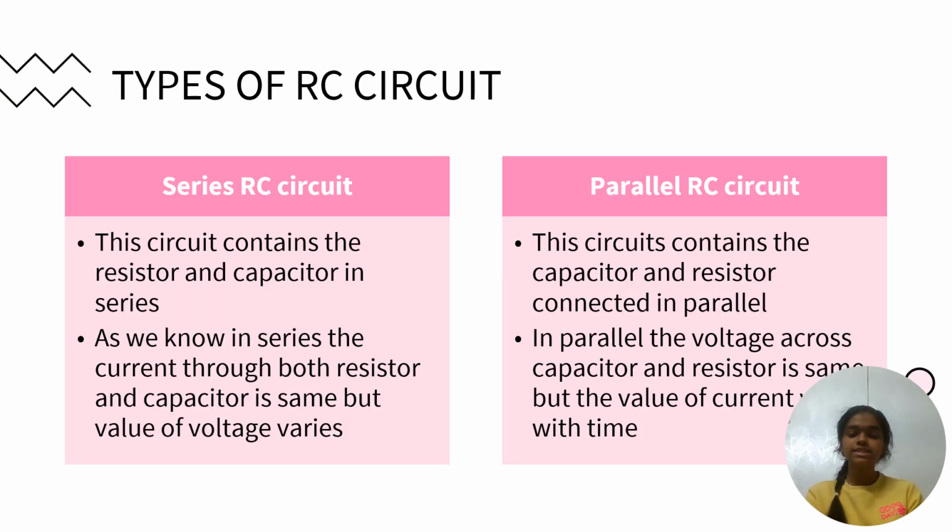Now there are basically two types of RC circuits: one is the series RC circuit and the other is the parallel RC circuit. This circuit consists of a capacitor and resistor in series, so this is called a series RC circuit. As we know, in series the current across the resistor and capacitor is the same, but the voltage changes. And in a parallel circuit, the resistor and capacitor are connected in parallel, and the voltage across the two is the same, while the current changes.